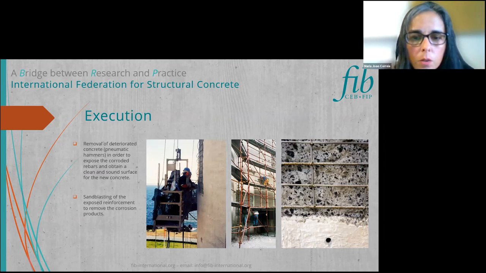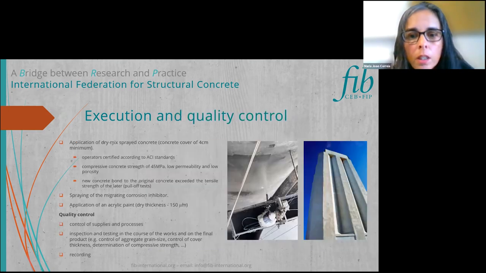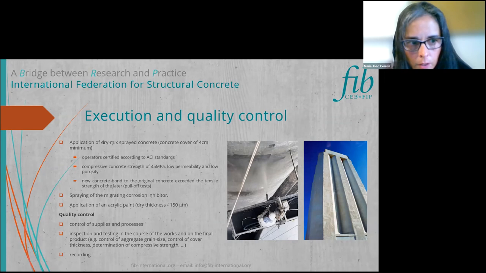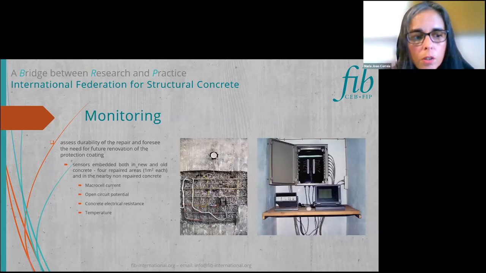The execution included the concrete removal and the sandblasting of the exposed reinforcement to remove the corrosion products, followed by the application of dry mix sprayed concrete, spraying of the migrating corrosion inhibitor, and application of an acrylic paint. The quality control included control of supplies and processes, inspection and testing in the course of the works and in the final product, and the respective recording. Monitoring has been used for assessment and predictive purposes. Sensors for macro cell current, open circuit potential, concrete electrical resistance, and temperature were installed in four repaired areas and in the nearby non-repaired concrete, as you can see here in this figure.